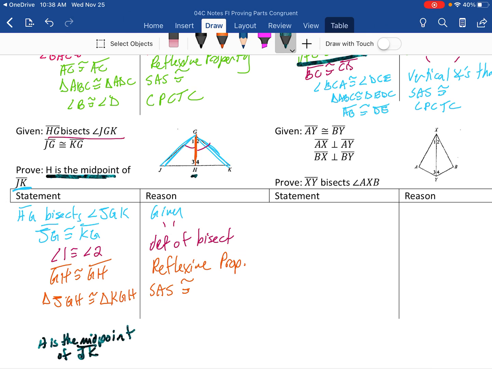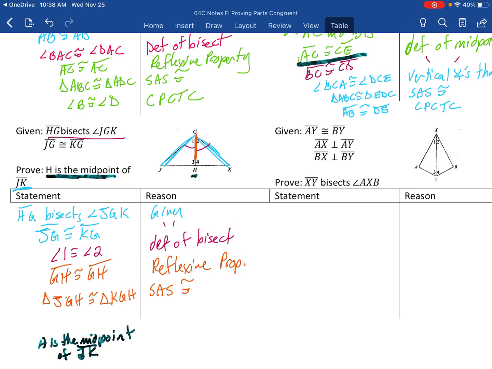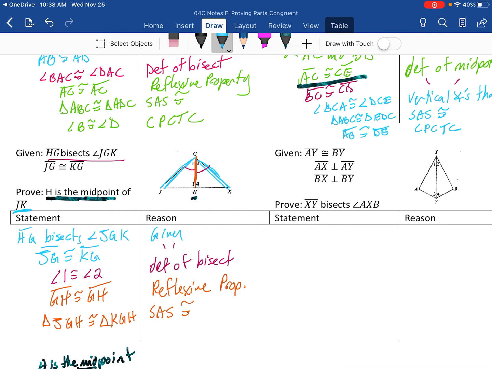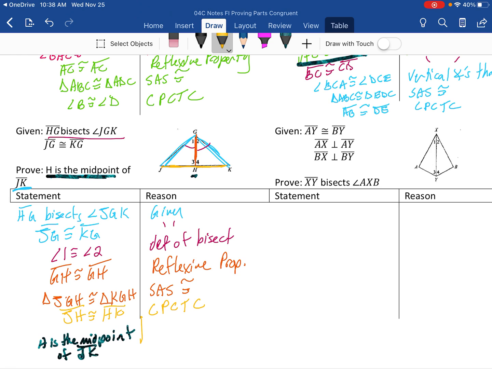Well, I know that these two triangles are congruent, so I know for sure, oh, no, wrong color. Let's go with yellow. I know that JH has to be congruent to HK, because I know those triangles are congruent. So I know because corresponding parts of congruent triangles are congruent. If those two parts are congruent, then H has to be a midpoint. Why does H have to be a midpoint? Well, that's because it's the definition of a midpoint.